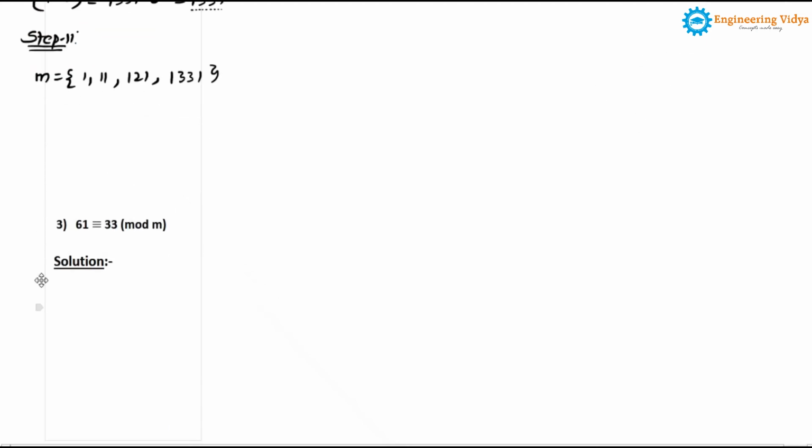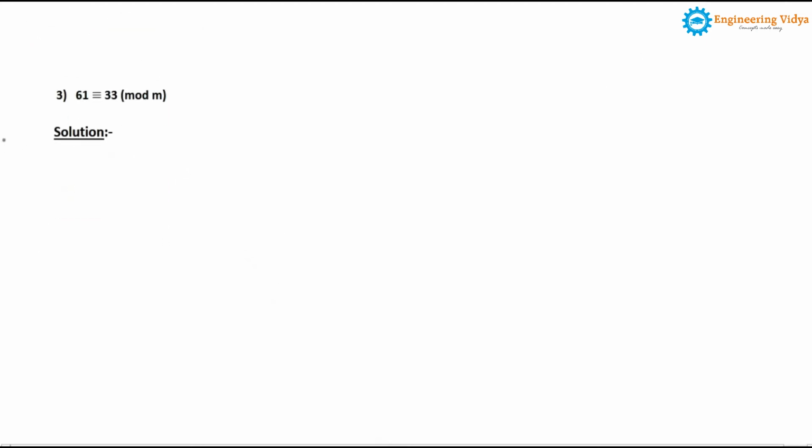Now see problem number 3. In problem number 3, here they have given 63 is congruent to 33 mod m, right? And here we need to estimate the value of m. Same, at step number 1, we'll compare the given congruence with the standard congruence. Here we have 61 congruent to 33 mod m, right? So it will be compared with a congruent to b mod m, and after comparison, the value of a will be equal to 61, the value of b will be equal to 33, and here we need to estimate the value of m, right?